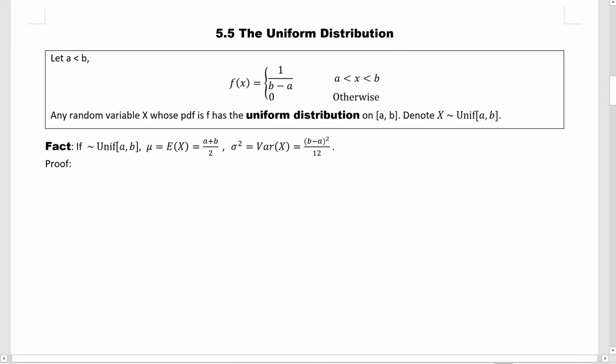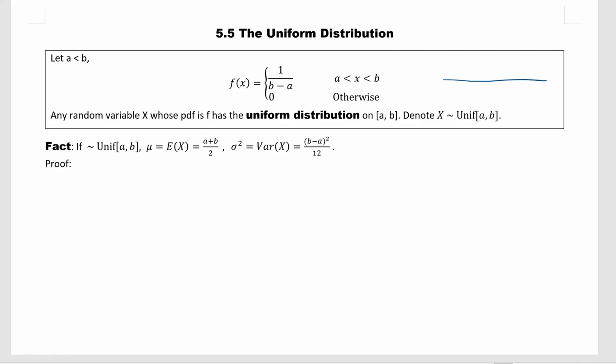Let's continue to look at section 5.5, the uniform distribution. So uniform distribution, what does that mean? It means over that region, let's say A and B, we have the same probability. So the probabilities are the same. Okay, and it's 0 otherwise. But we know the total probability is 1. So the area is 1. Well, then what is the height?